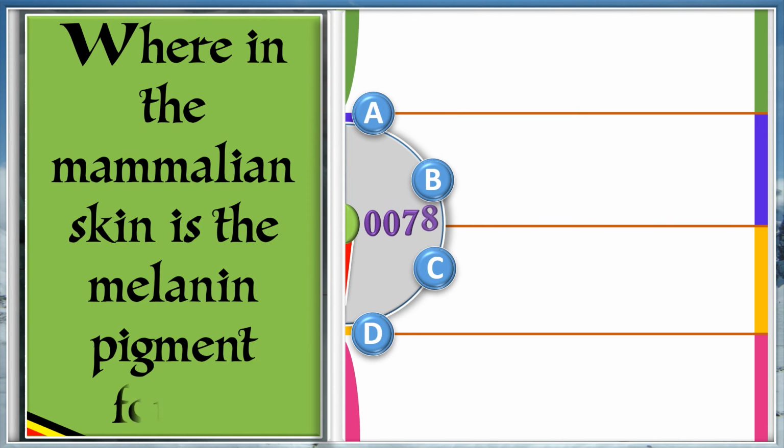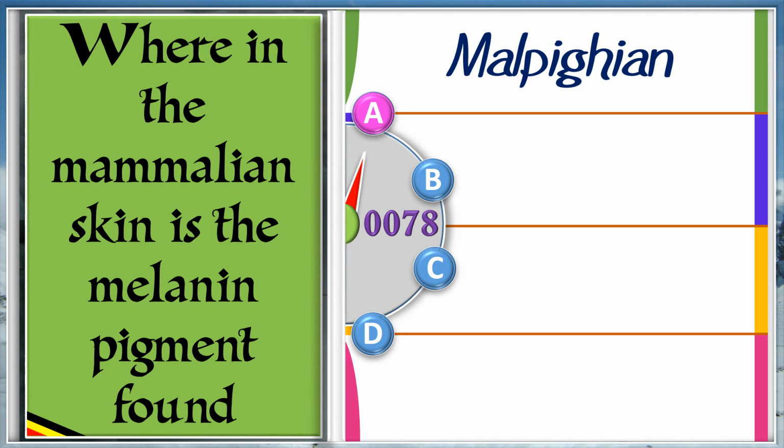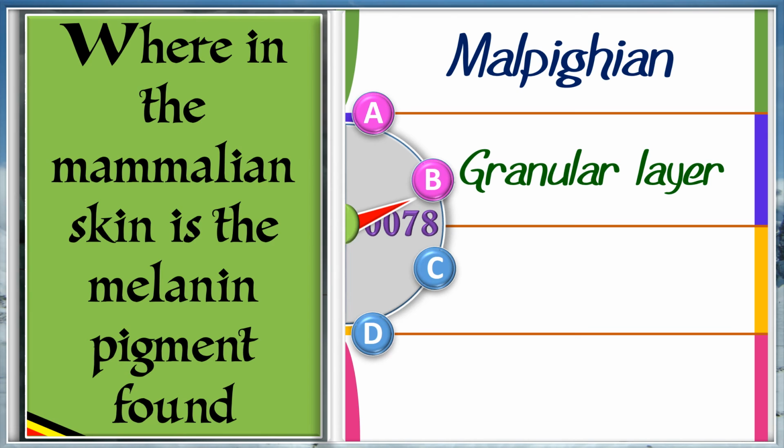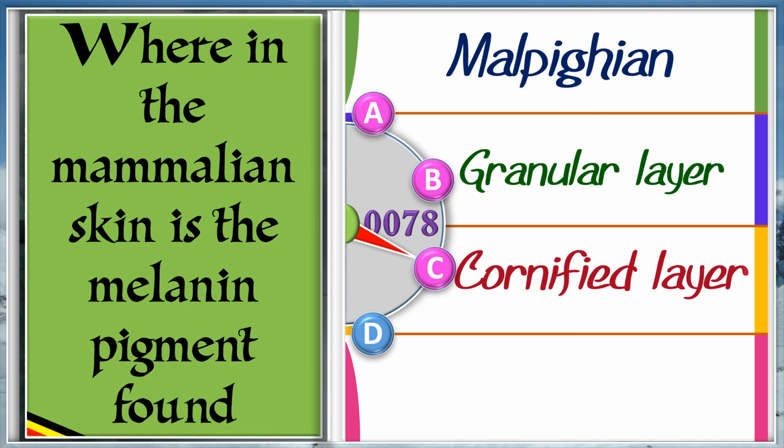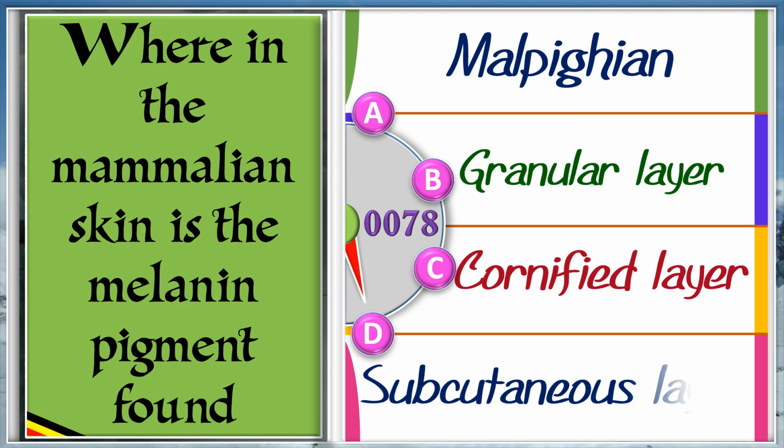In the mammalian skin, where is the melanin pigment found? A. Malpighian. B. Granular layer. C. Cornified layer. D. Subcutaneous layer. And the answer is A. Malpighian layer.